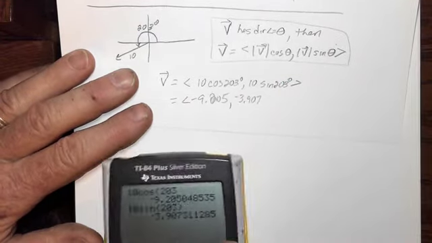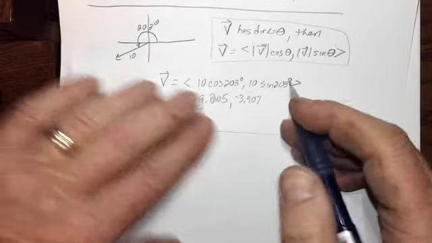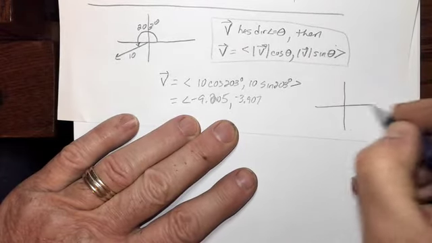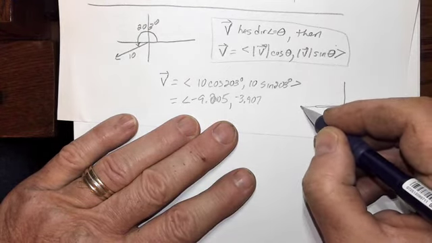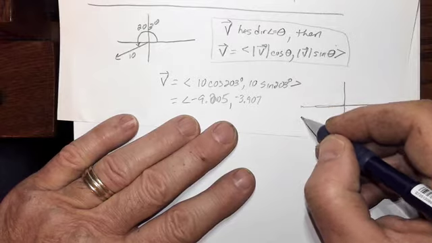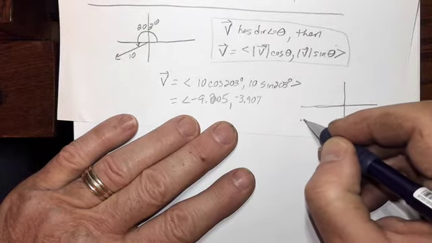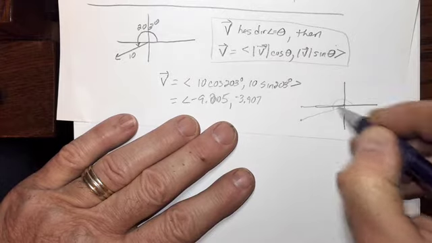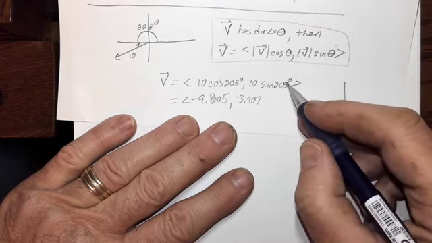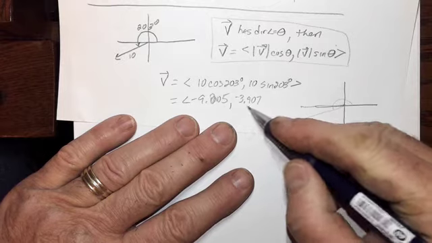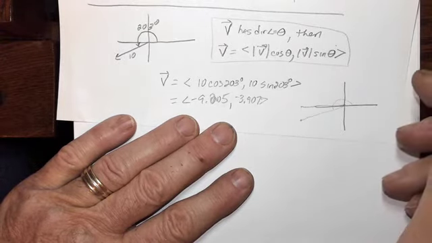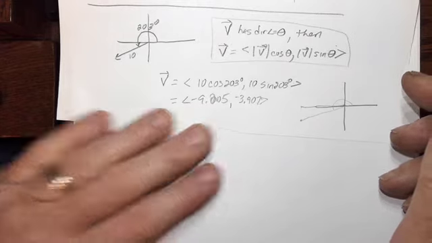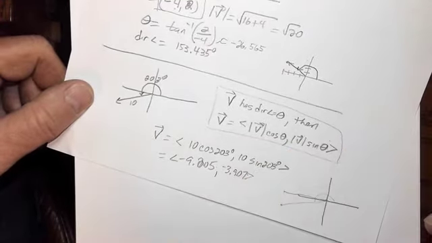Okay? And so if I were to draw that out, negative 9.205 out here, and down negative 3.907. That looks like it probably would be an angle of 203 degrees. And if you were to find the magnitude of that, this squared plus this squared, the square root of it, you'd find that it does equal 10.